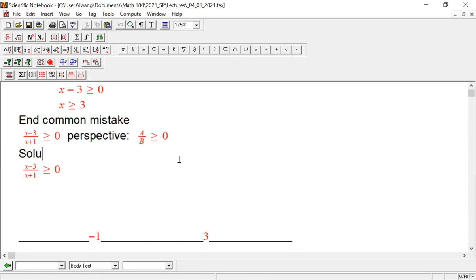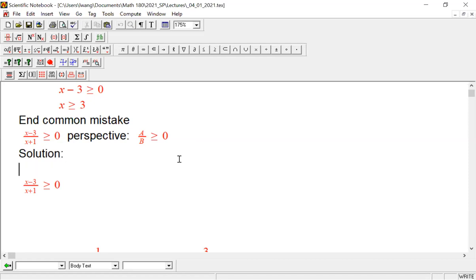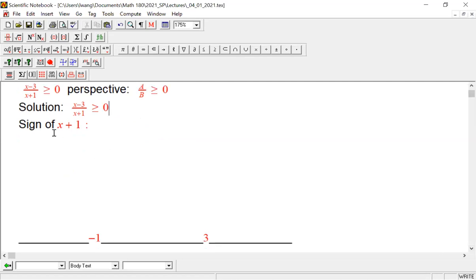So I'm going to show you the solution. We're going to look at the sign of x plus 1. You might have done it differently. I'm going to put this over here. I'm just going to do it more step by step. You're going to see where the quotient changes sign by looking at each individual factor.